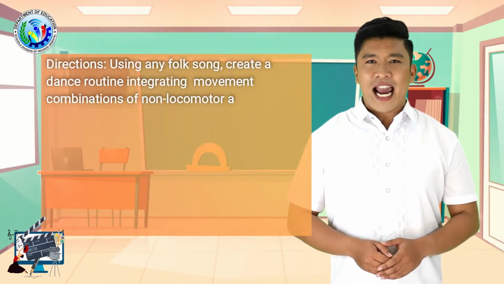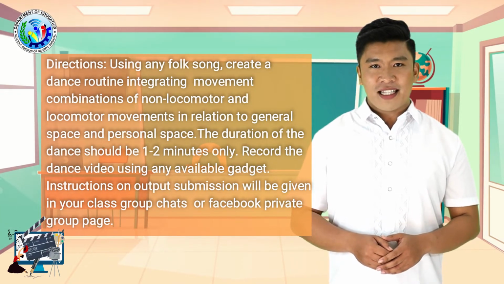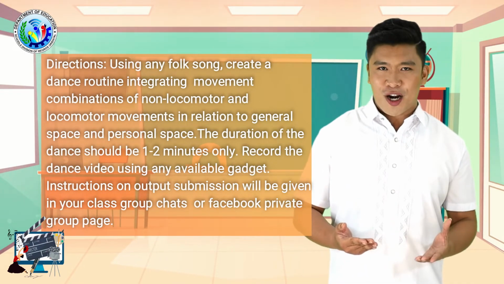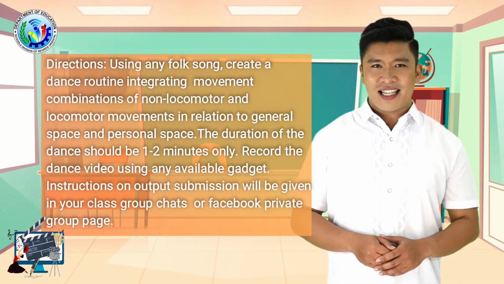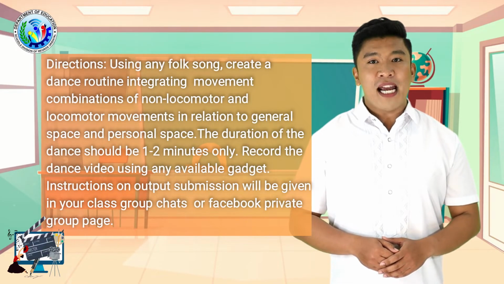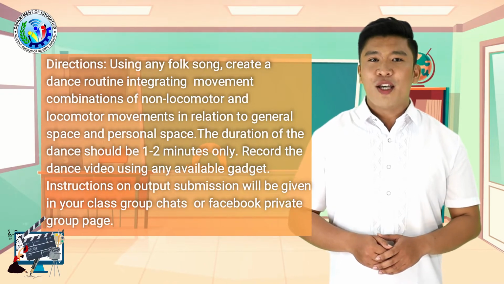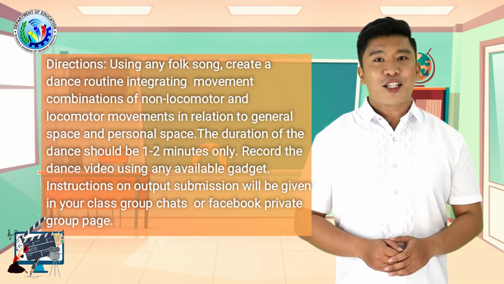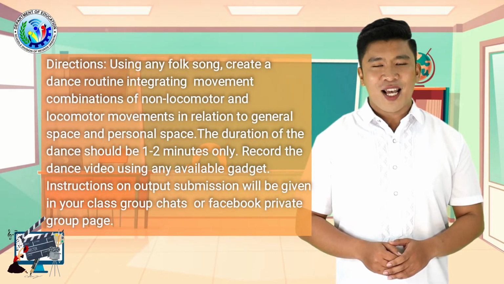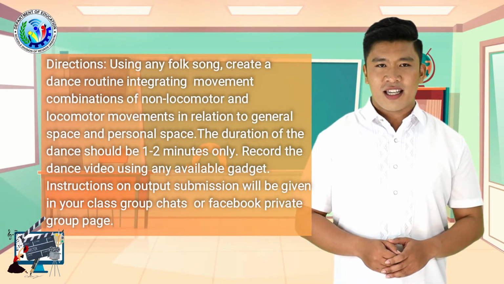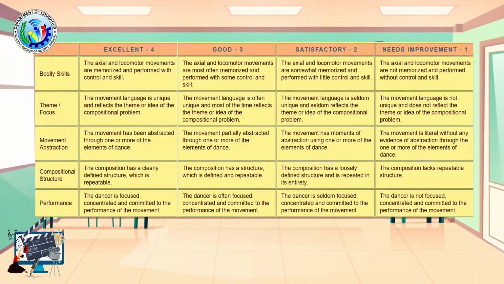Directions. Using any folk song, create a dance routine integrating movement combinations of non-locomotor and locomotor movements in relation to general space and personal space. The duration of the dance should be 1 to 2 minutes only. Record the dance video using any available gadget. Instructions on output submission will be given in your class group chats or Facebook private group page. A rubric will be used in giving scores for your output.